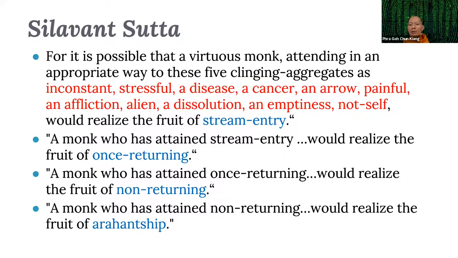How to progress and reach this stage of once returning? And Venerable Sariputta said, do the same thing. Now reflect all these things. 5 aggregates, all this. And the monk asked Venerable Sariputta again, how to reach non-returning? This 3rd stage of enlightenment. And Venerable Sariputta said, do the same thing. And how about the final stage? To be an arahant, it means a person who is liberated from the rounds of rebirth. And Venerable Sariputta said, do the same thing.